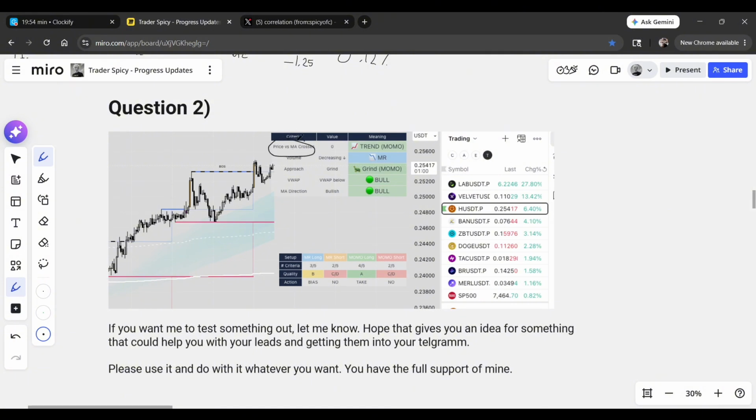So like how many times has price touched a moving average or crossed over a moving average? Was the volume increasing, decreasing, or flat? What was the approach into the level? Is price above or below the VWAP? And what about the moving averages? Do they look bullish or bearish or what, right?